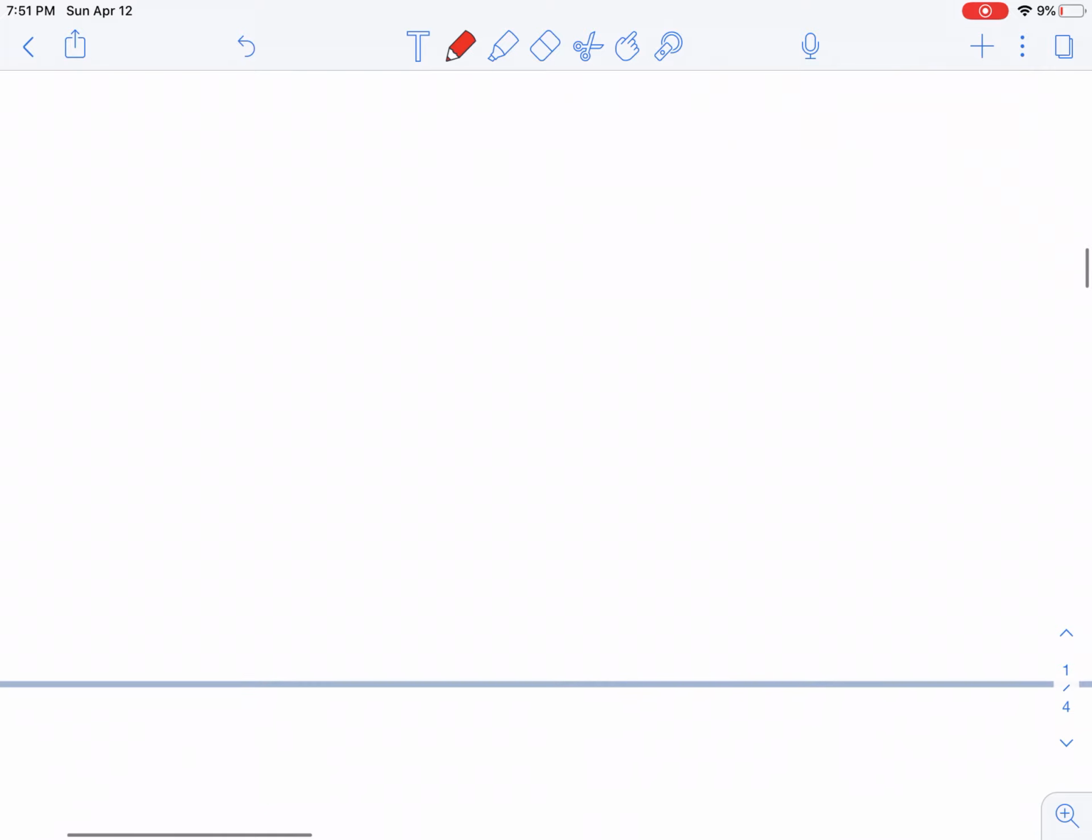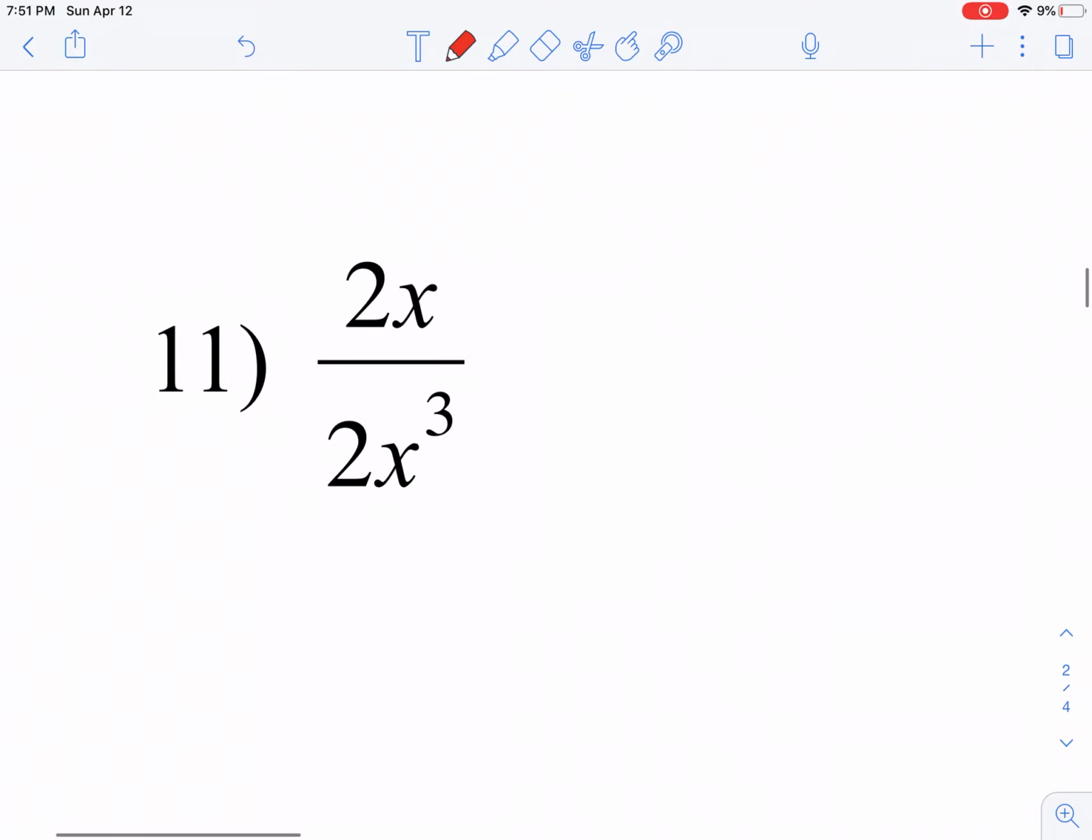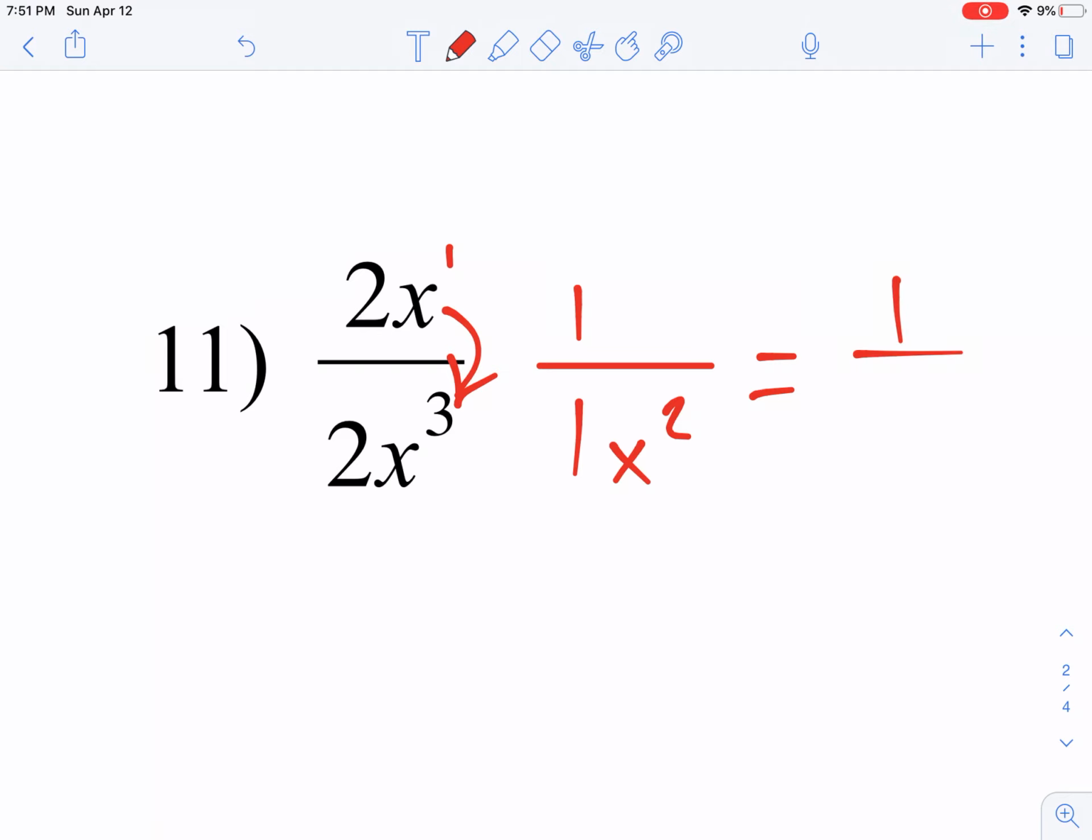Looking at number 11, again we have 2 over 2, so this can reduce to 1 over 1. And this time the x on the top is smaller than the x on the bottom, so x to the third is going to become x to the second because 3 minus 1 is 2. And then that is your final answer. You'll probably see it written as 1 over x to the second because it's not necessary to write the 1 in front of the variable.